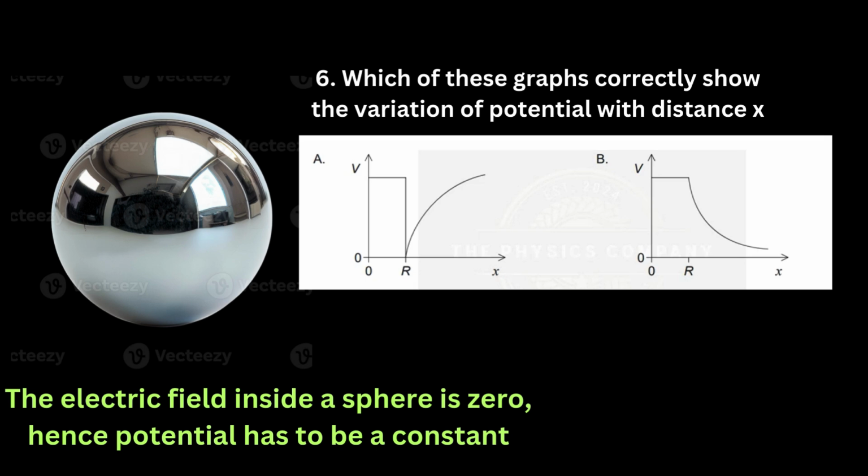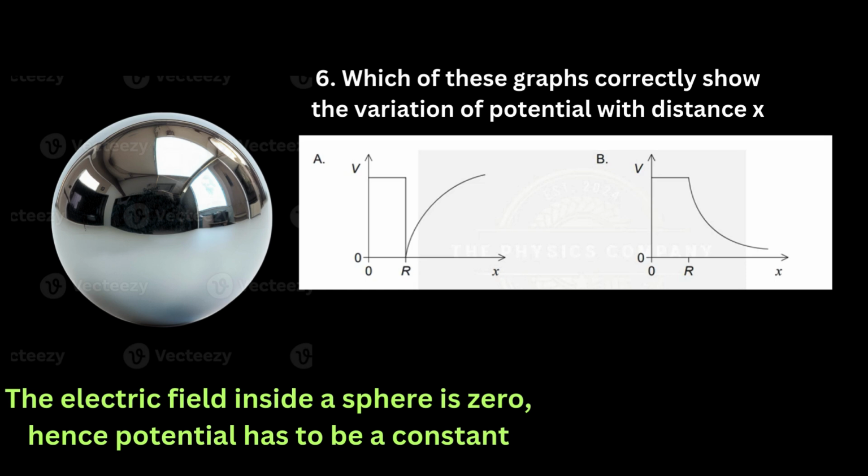We've got an isolated hollow metal sphere that's carrying a positive charge. And we have 4 graphs that are showing how the electric potential V is changing with distance x from the center of the sphere. So the challenge here is to pick the correct graph. This one tests your conceptual understanding of electric potential, particularly inside a conductor.